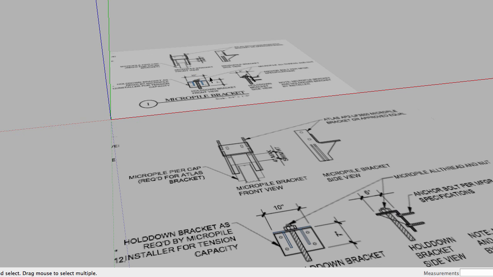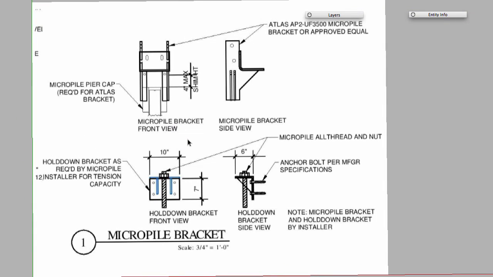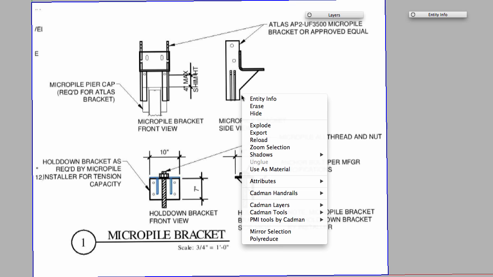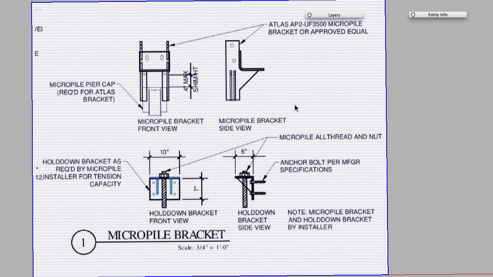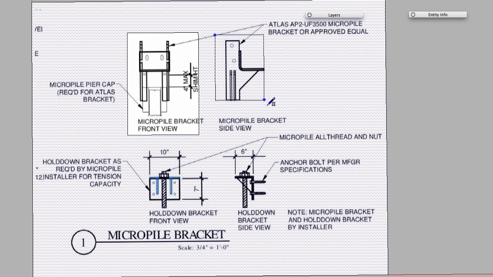I'm going to delete that. To make this usable, we need to take the 2D file and make it such that it can be manipulated in 3D. Right-click on the image and explode it. When you explode an image file, it turns into a face with the image painted on that face. I'm going to type R for rectangle, draw a rectangle around the pieces of the image that we want to use. We could do the same for the bracket part too.